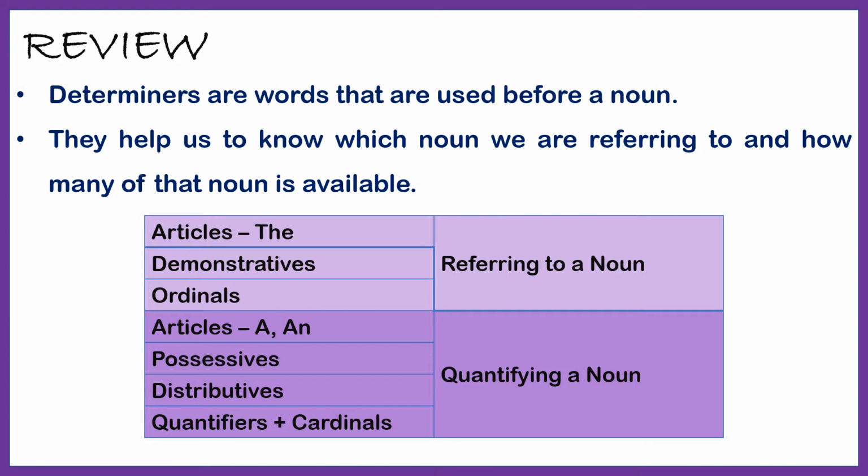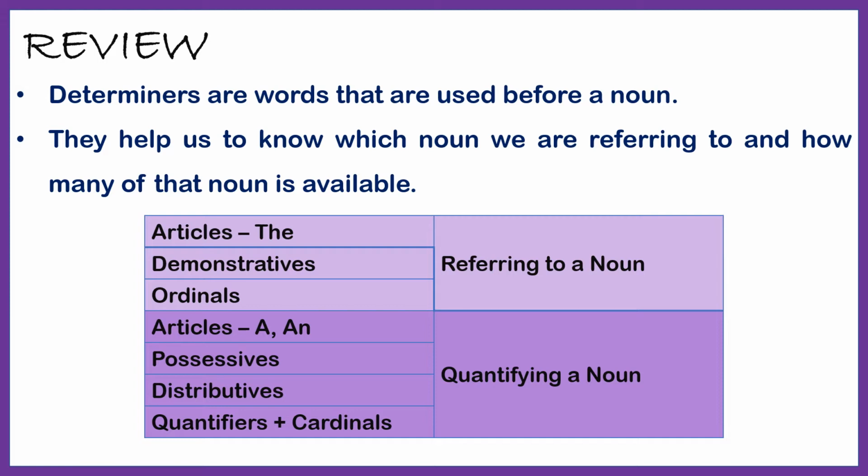For better understanding, we have divided what we have seen into categories based on what they do. If we take the example of articles, the is used for referring to a noun. The definite article is used to refer to a specific thing, so it is actually referring to a noun. Demonstratives, this, that, these, those, all four are used to refer to a noun. And ordinals, which are numerals about position, are also used to refer to a noun.